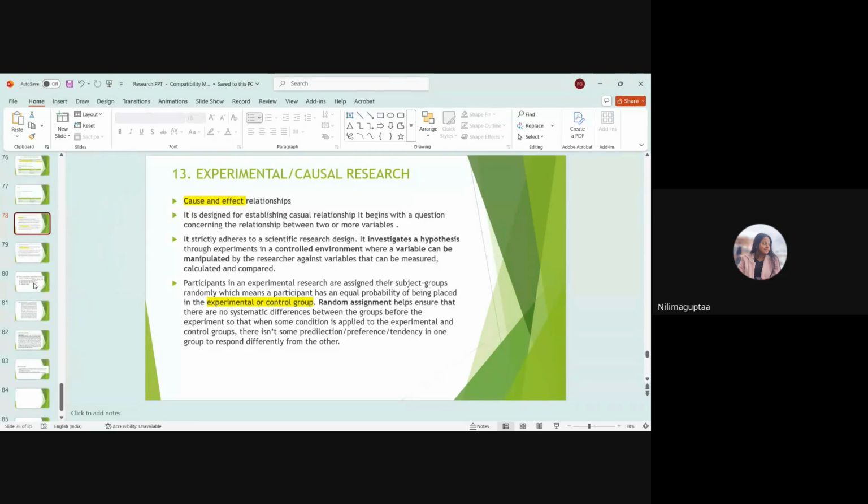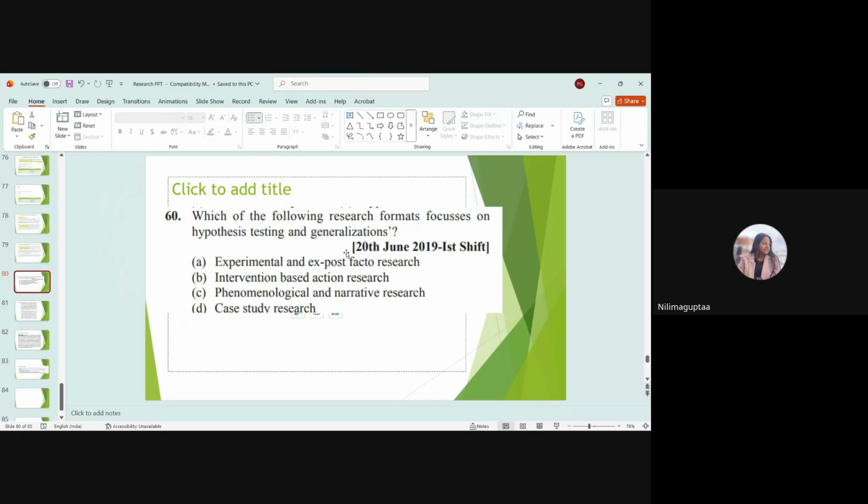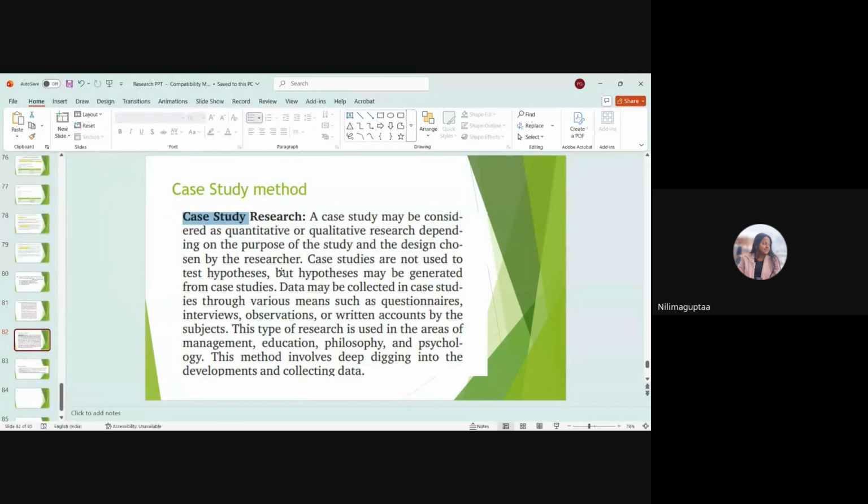Okay, it's a scientific way. It has a step process and everything. The third point that you can see, scientific research design. So yes, it focuses on testing and also bringing some generalization. That is why we are doing so much manipulation in this research.